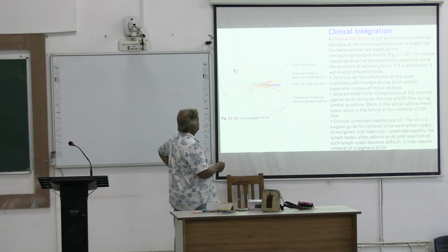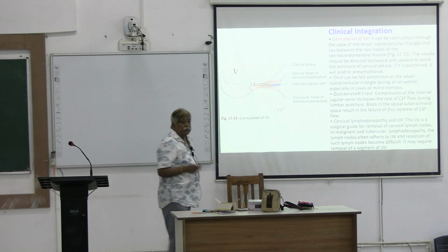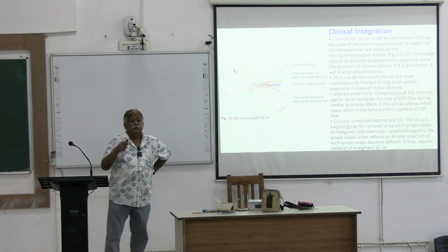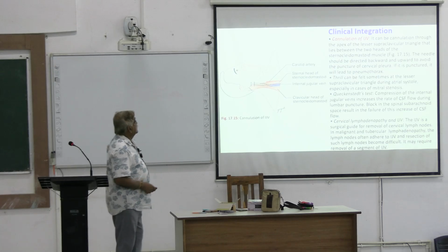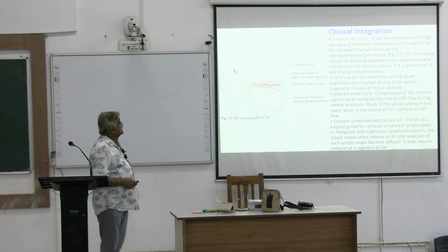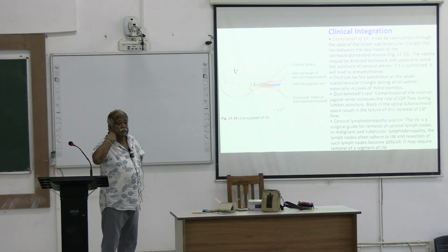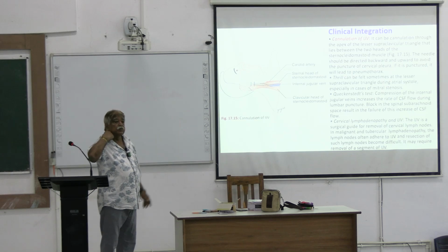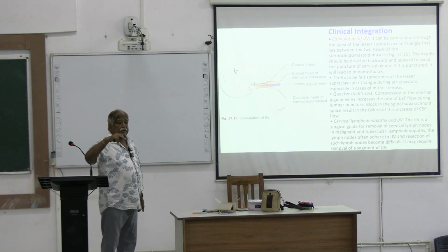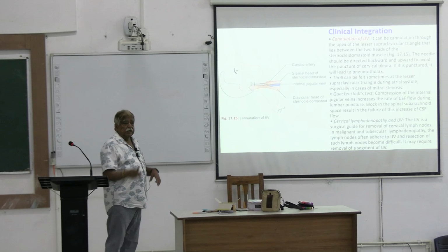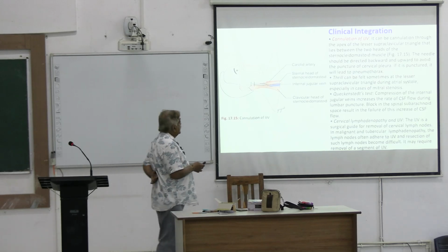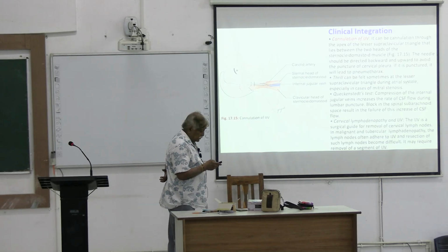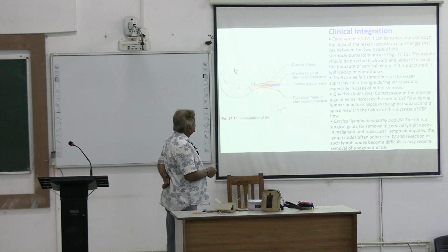If it is punctured, it will lead to pneumothorax. So you have to be very careful of your cannulation of the internal jugular vein because in the previous slides I've showed you the apex of the lung is there. Naturally there will be pneumothorax. It will suddenly collapse and respiratory distress will be there. Now, thrill can be felt sometimes at the lesser supraclavicular triangle during arterial systole, especially in cases of mitral stenosis.